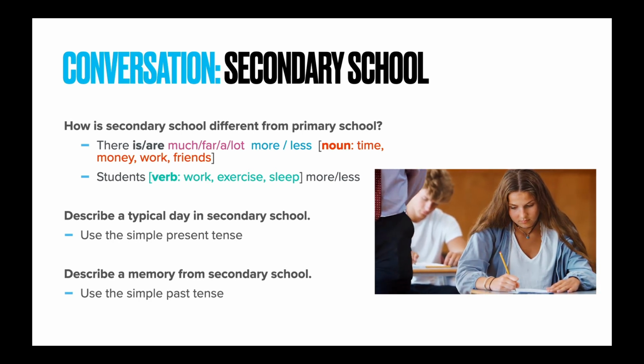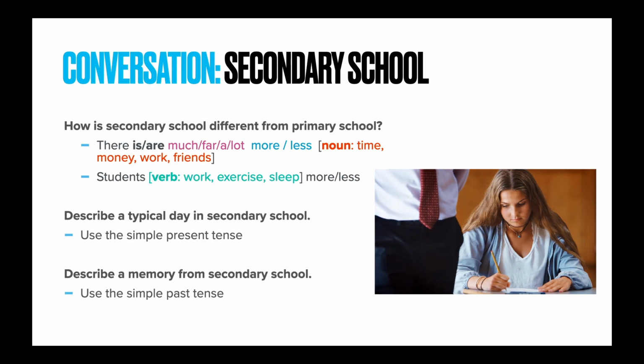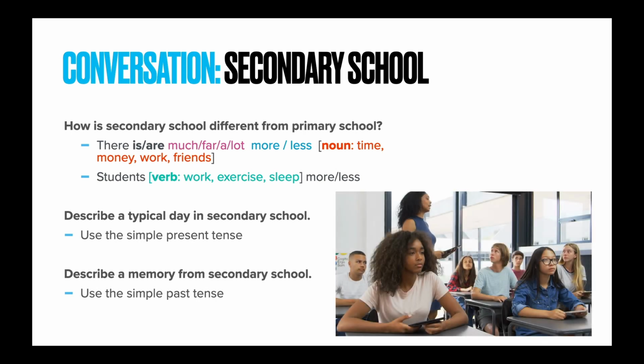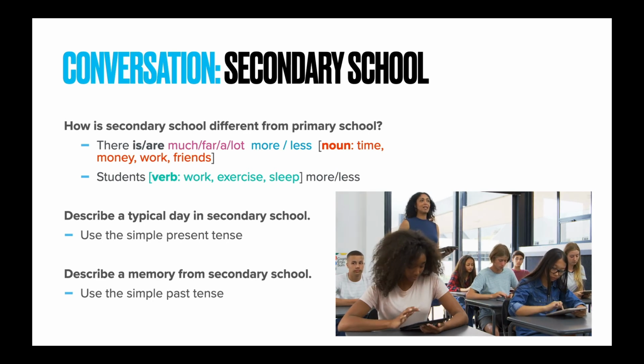And then you could use a modifier in pink if you want to make the sentence stronger. Like there is much more homework in secondary school than in primary school. Or you can use the second structure starting with students. So for example, students work more in secondary school, or students work much more in secondary school if you want to use the modifier. Our second prompt says, describe a typical day in secondary school.